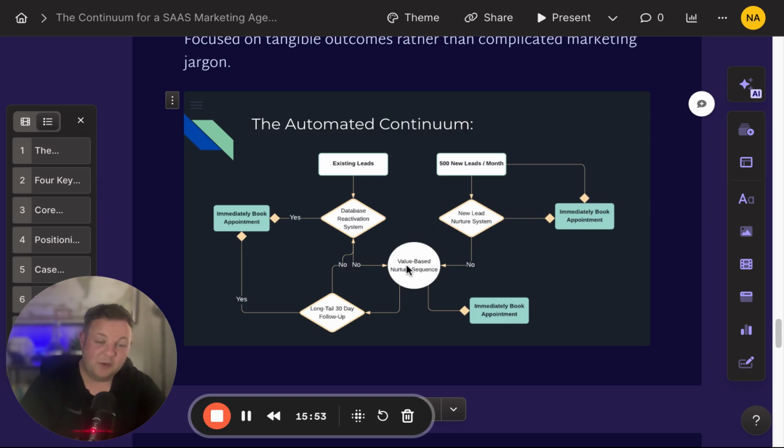If they did not, they go into the value-based nurture sequence. Some of them booked in a call from here. If they didn't, they then move into the database reactivation system. Some of them booked in a call. And if not, they go into a long tail sequence again to attempt to book in a call. And if not, they just go back into this reactivation sequence. They could also pour their existing leads into this reactivation sequence as well.